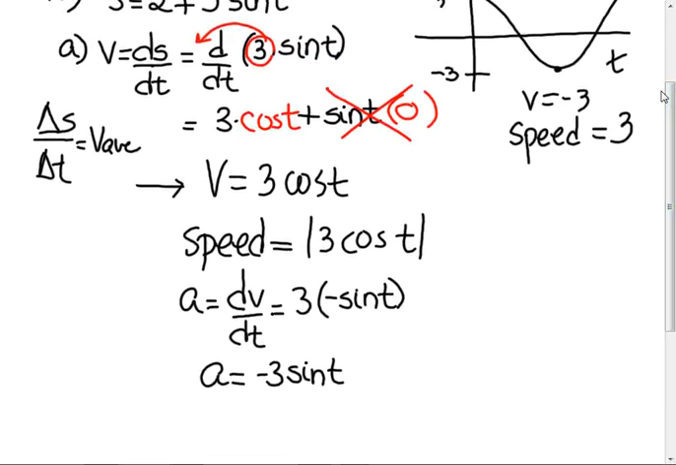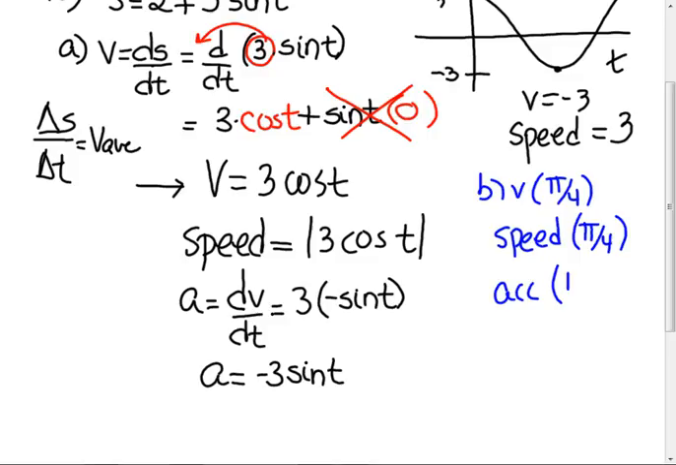What's B? B asks for the velocity at pi over 4, the speed, I don't have a notation for that, at pi over 4, and the acceleration at pi over 4. Is the object speeding up or slowing down? I don't know, I gotta work on it. I want to check and see if I did the particle motion on this one, because it's kind of weird.